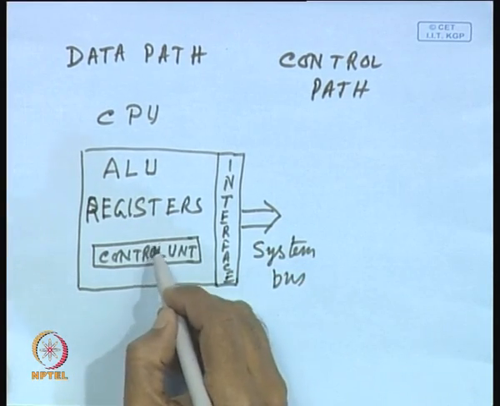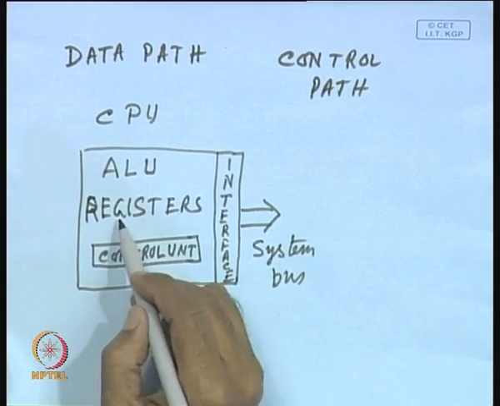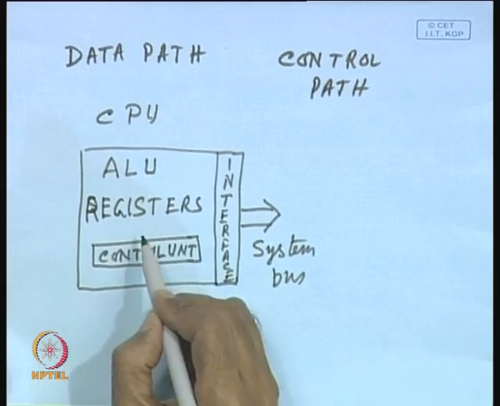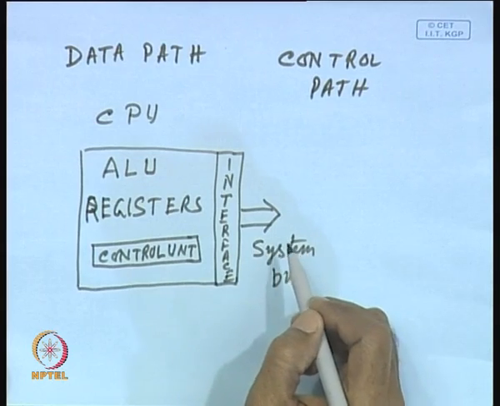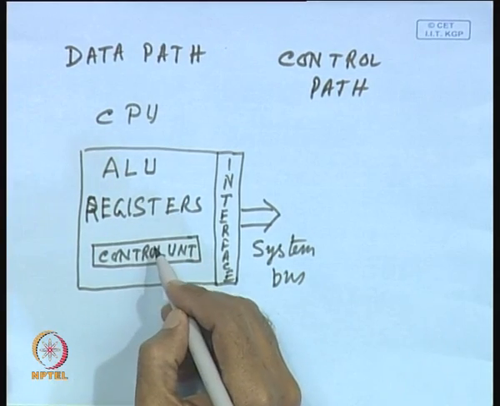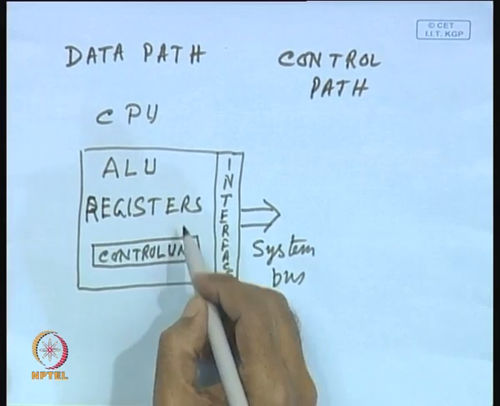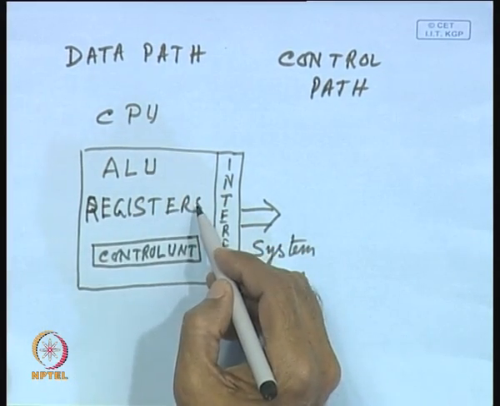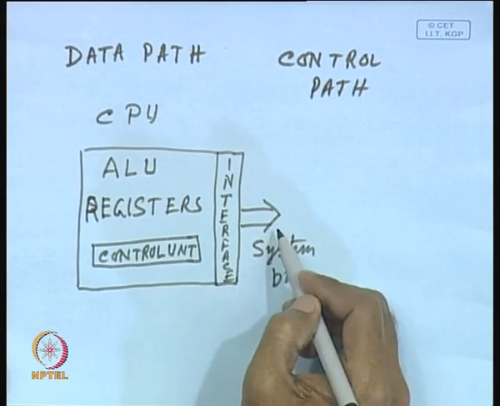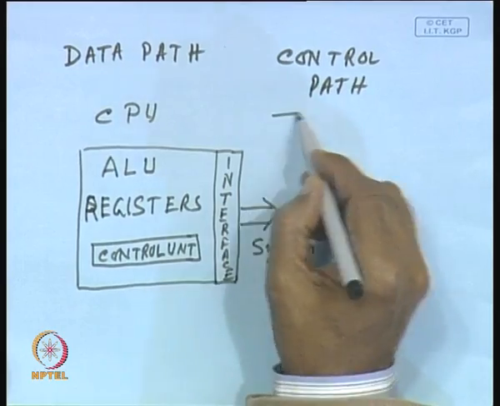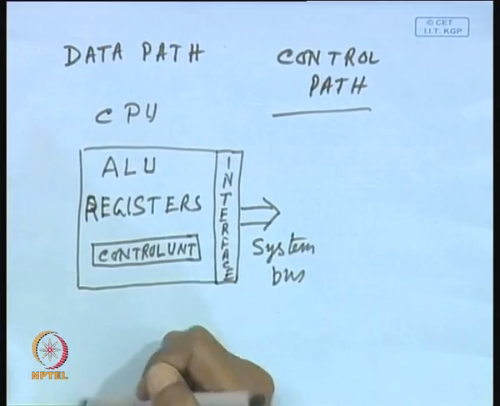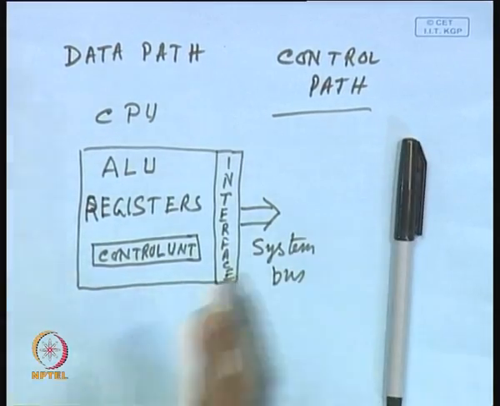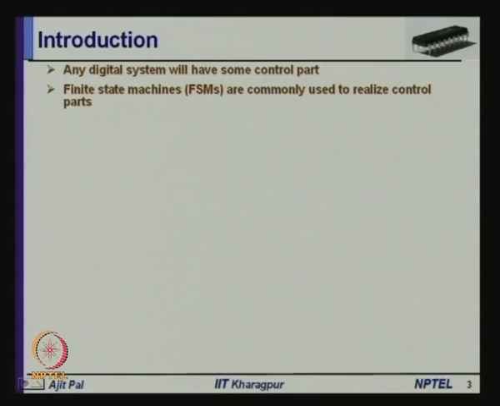Now, this control unit controls ALU and registers which is inside the CPU, and not only that, it controls what is connected to the CPU through this interface, through the system bus. So, you can see here the control unit is performing the role of controller of all these components which are present inside the CPU and also which is connected to the CPU through external bus. And essentially control path is realized by the control unit and data path constitutes ALU, registers and other things. So, you can see you require a control part, and finite state machines are commonly used to realize control parts.